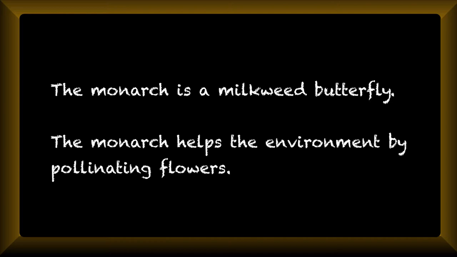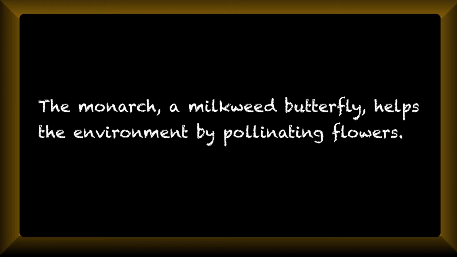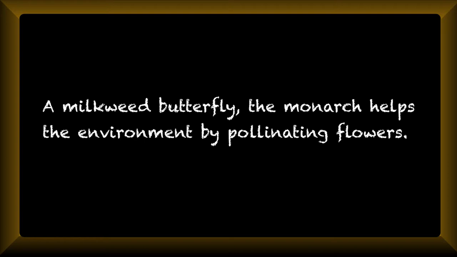You probably came up with something like this. The monarch, a milkweed butterfly, helps the environment by pollinating flowers. Now, you can transpose the appositive into another sentence as seen in the following. A milkweed butterfly, the monarch helps the environment by pollinating flowers. Either way is an acceptable way of streamlining your writing. The two approaches help you add variety to your sentence structure.